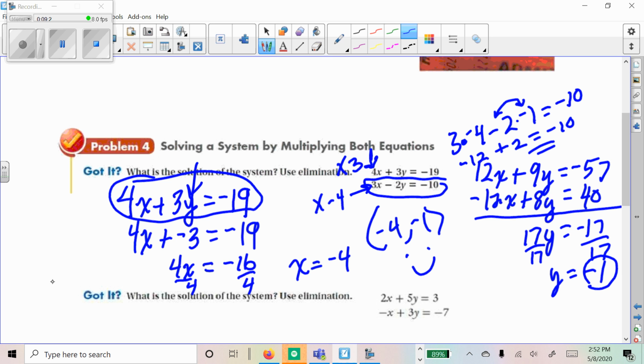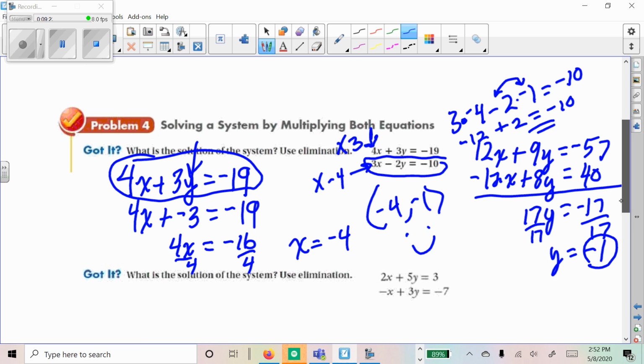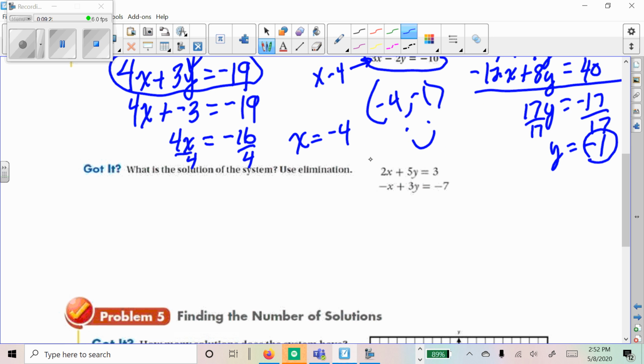All right, you're going to try the next one. The way you're going to do it, the easiest thing to do, I think, is just multiply the bottom by 2. Everything on the bottom by 2. That'll give you a negative 2x right here. And then you can add the two equations together. Give it a shot.